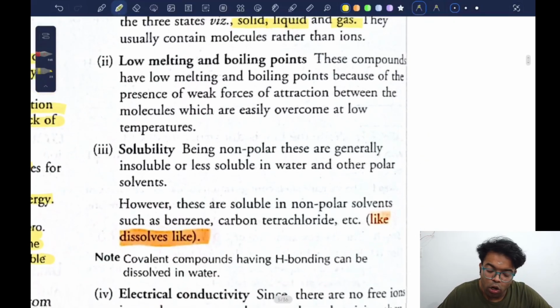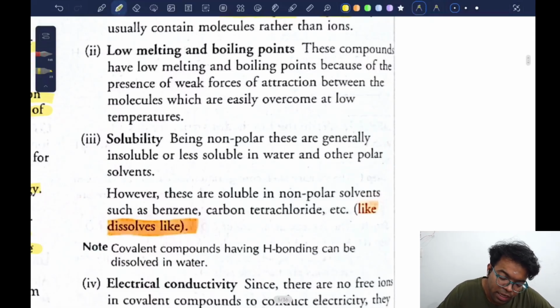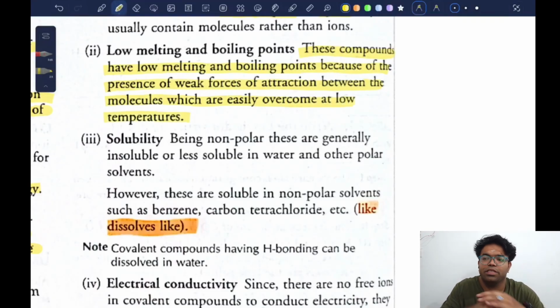Now, low melting and boiling points, because the covalent bond is not as strong as an ionic bond. It does not require that much energy to actually break the bonds. I'm not talking about the bond within the molecule per se, I'm just talking about the melting and boiling point. The compounds have low melting and boiling points because of the presence of weak forces of attraction between the molecules, which are easy to overcome at low temperature.